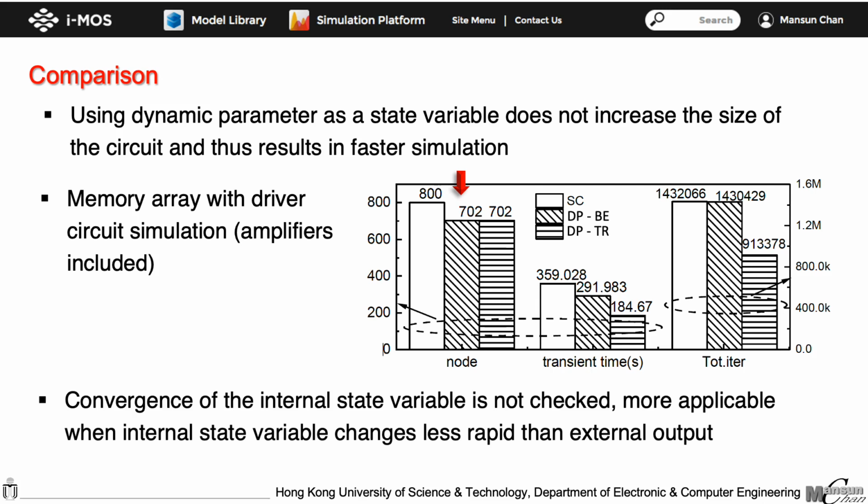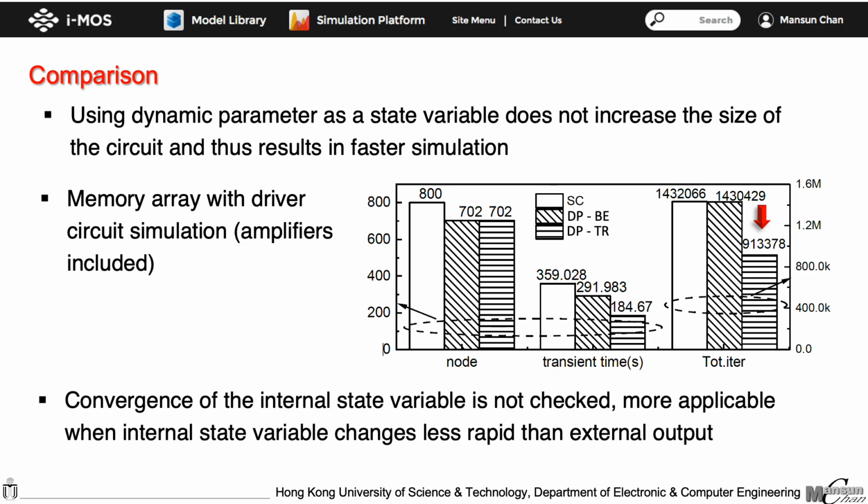Comparing with the subcircuit approach, the dynamic parameter approach with backward Euler integration reduces the transient simulation time by about 17%. It is mainly due to the smaller circuit matrix size, so that SPICE can obtain the circuit solutions more efficiently. When the trapezoidal rule is used to perform the integrations, the simulation time is further reduced by about 50%. It is mainly because the trapezoidal rule integrations lead to faster convergence that results in a smaller number of iterations.